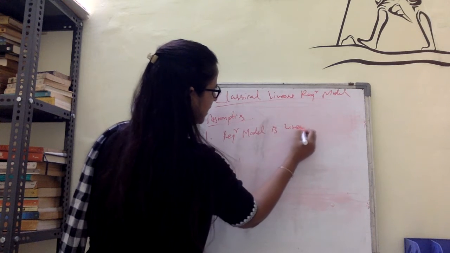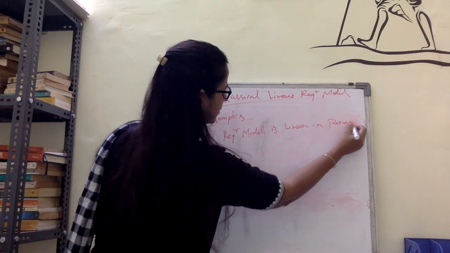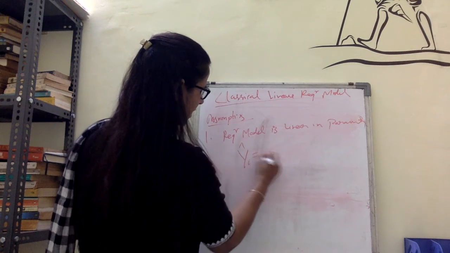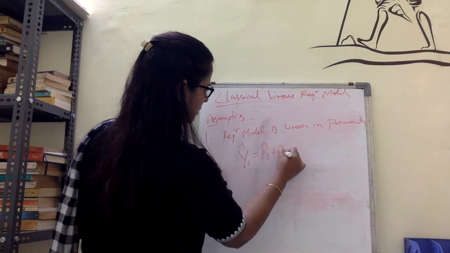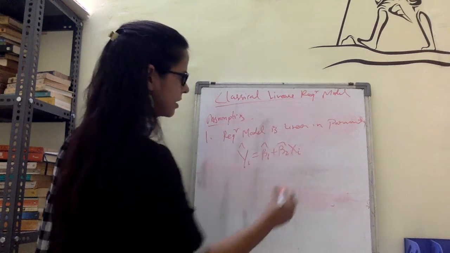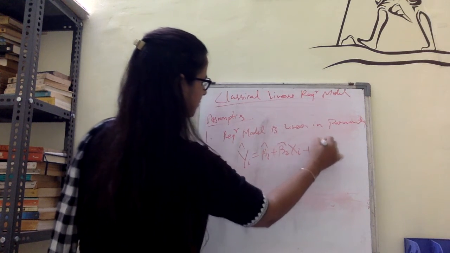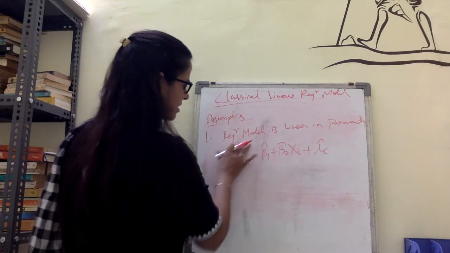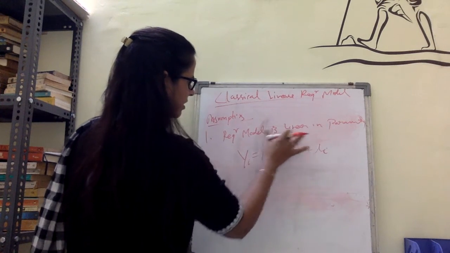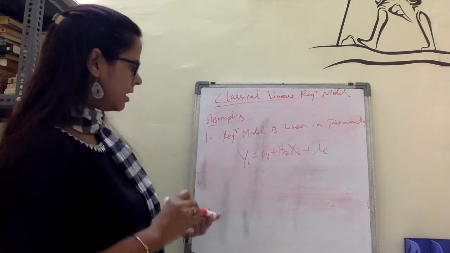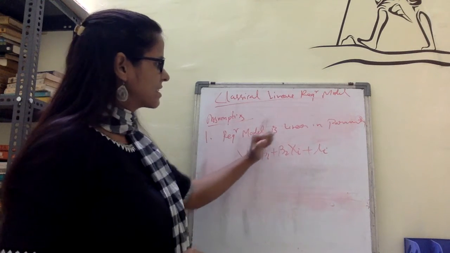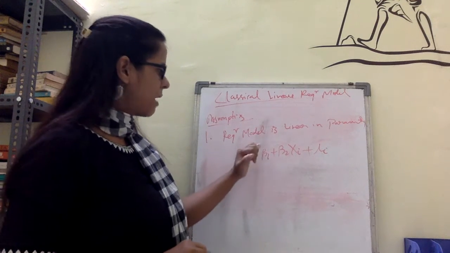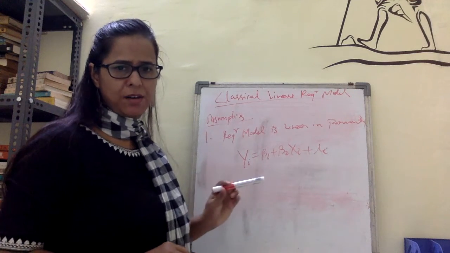is linear in parameter. So let me write the regression model: yi hat is equal to beta 1 hat plus beta 2 hat xi plus ui. For understanding purpose I am writing this hat so that it looks easy. So the regression model is linear in parameter. What does it mean? Parameters are beta 1 and beta 2. Linearity means the power of this beta 1 and beta 2 should be 1.